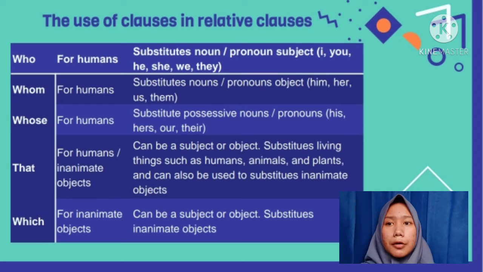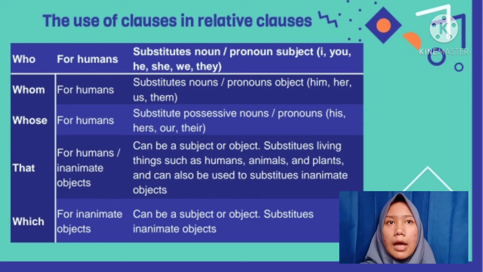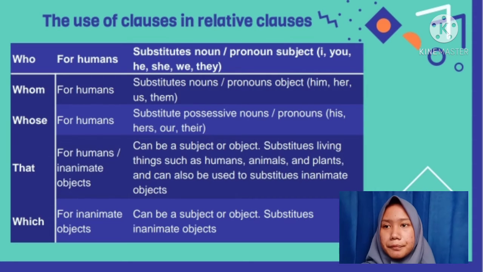The last is which, which is specifically for an inanimate object, and it can be a subject or object and substitutes an inanimate object. The example is: Tom, which is very cute, is my cat. This sentence describes Tom, who is a cat, as a subject.